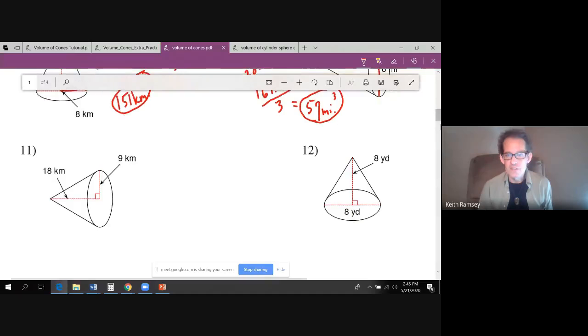Here's 11 and 12. It looks like 12, they're giving you the diameter. You want half of that for the radius. 11, they're giving you exactly what you need. Take a minute, look at those two questions, and if you need help, let me know.